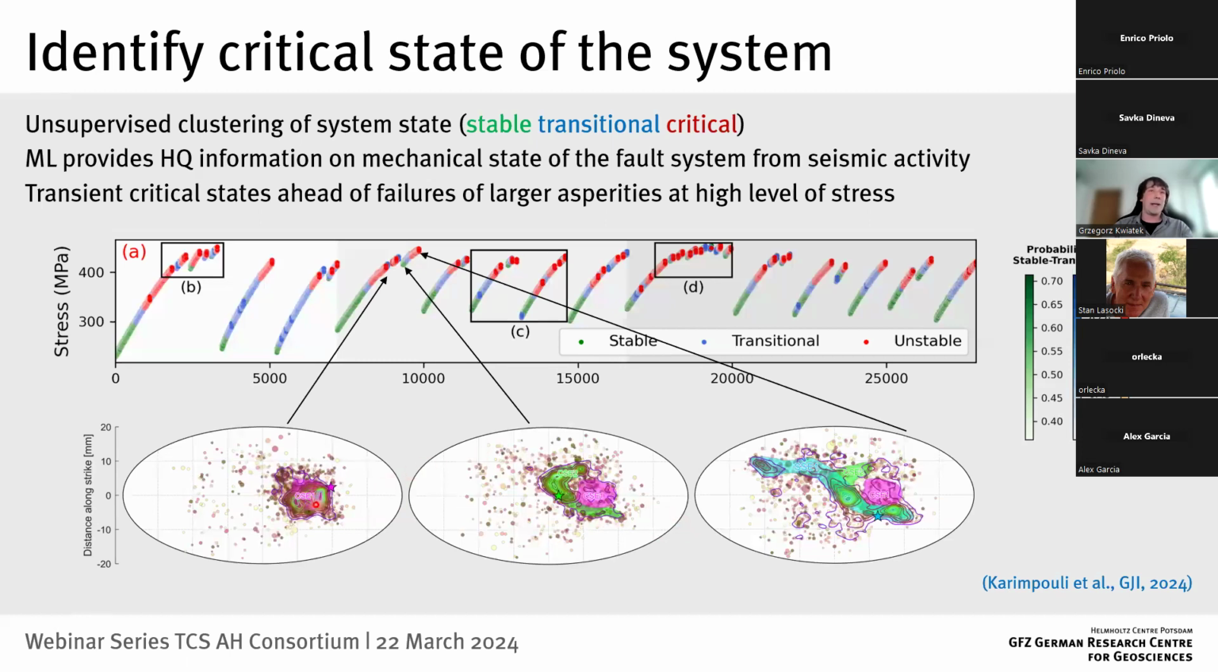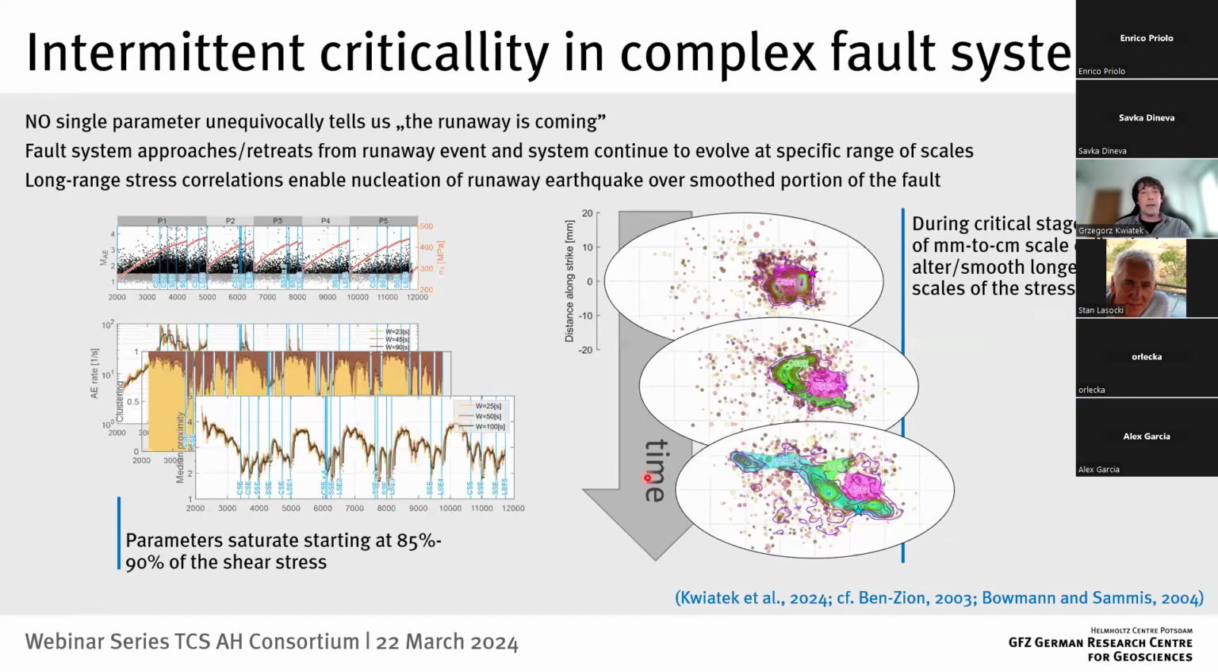So a deeper analysis, let's say causal analysis between the asperities, shows that likely there is some stress transfer related to the occurrence of these asperities, and that somehow enabled the occurrence of the large earthquake. But I will just go to that in details in the next slide.